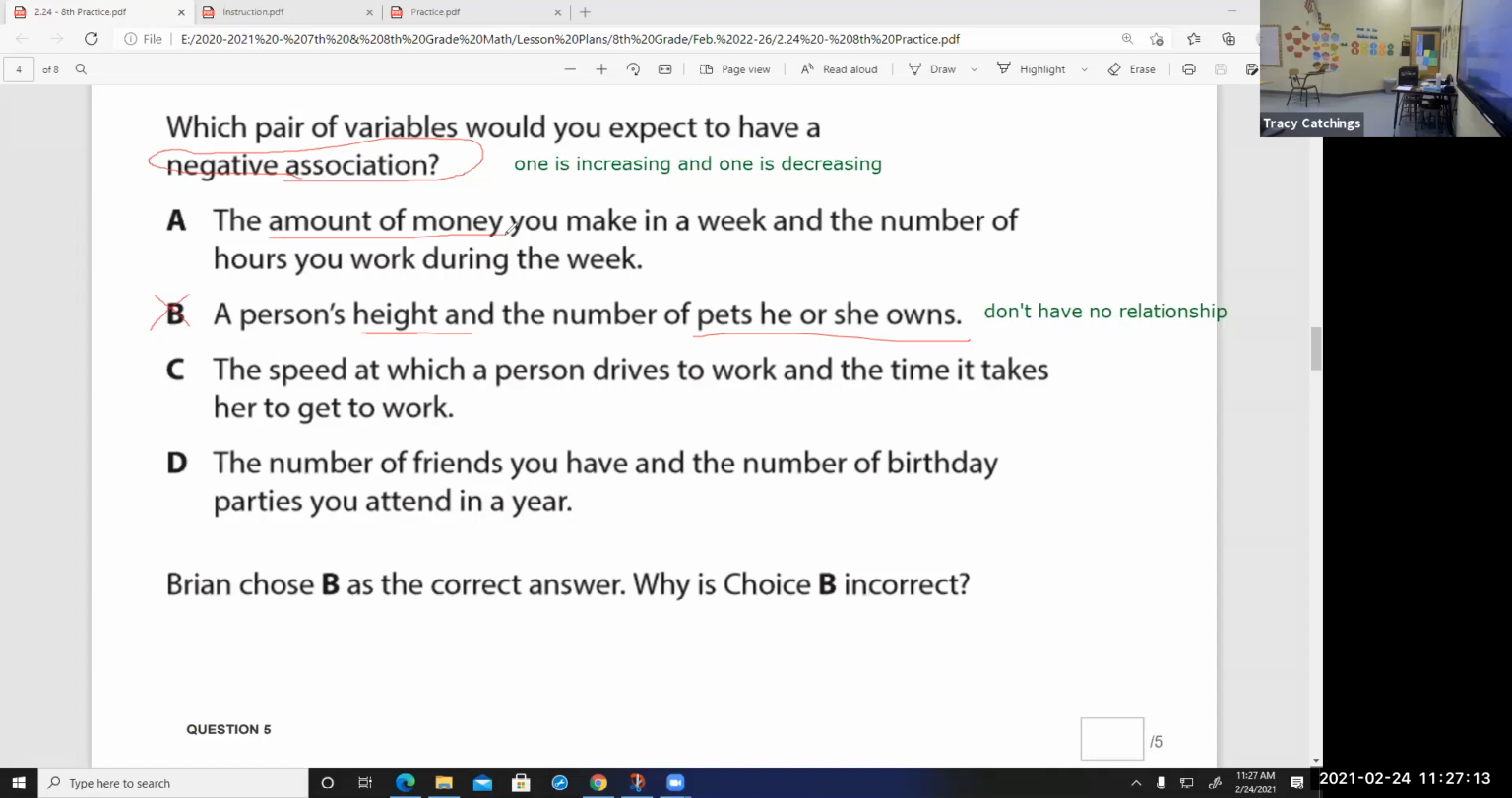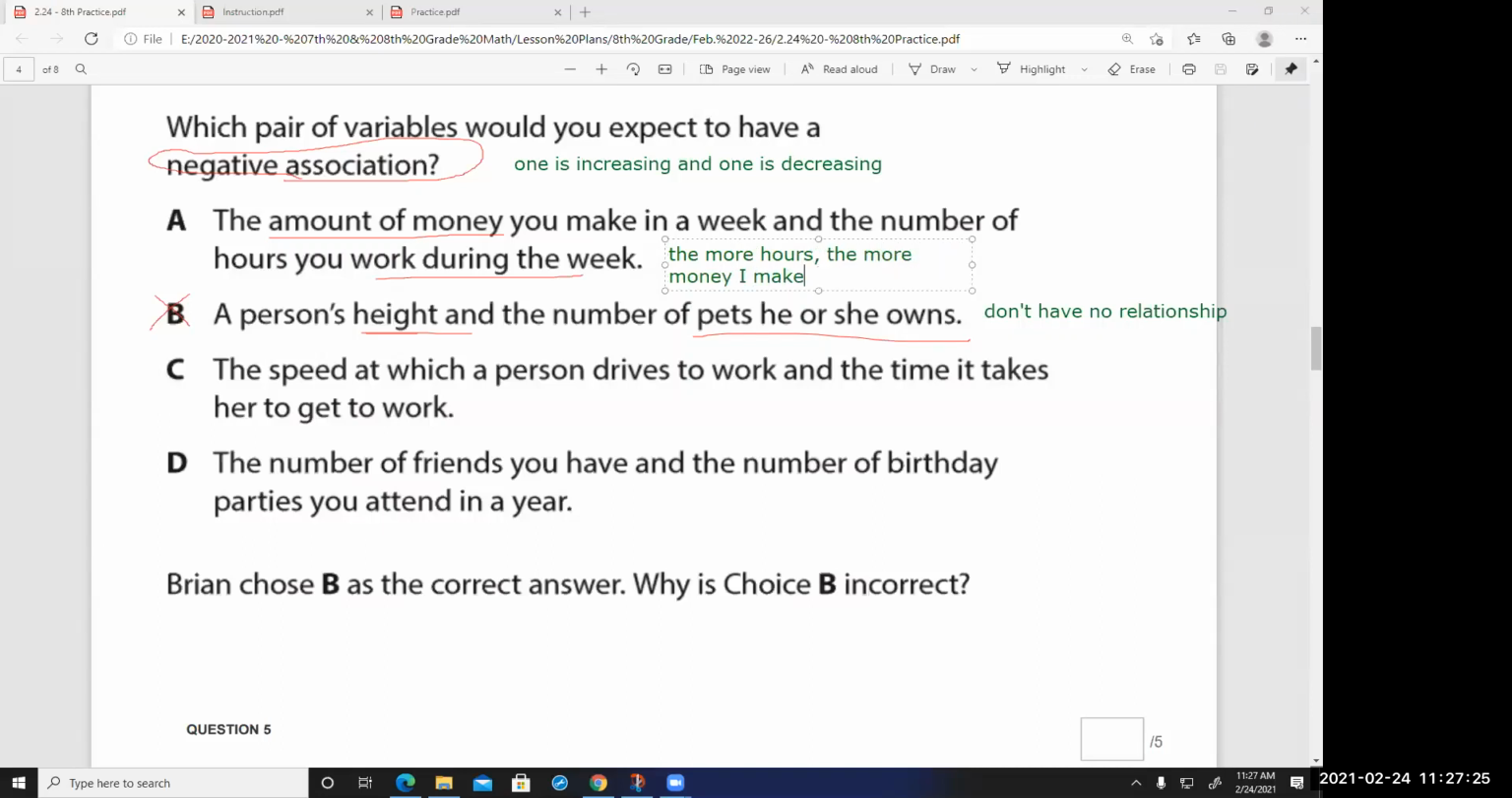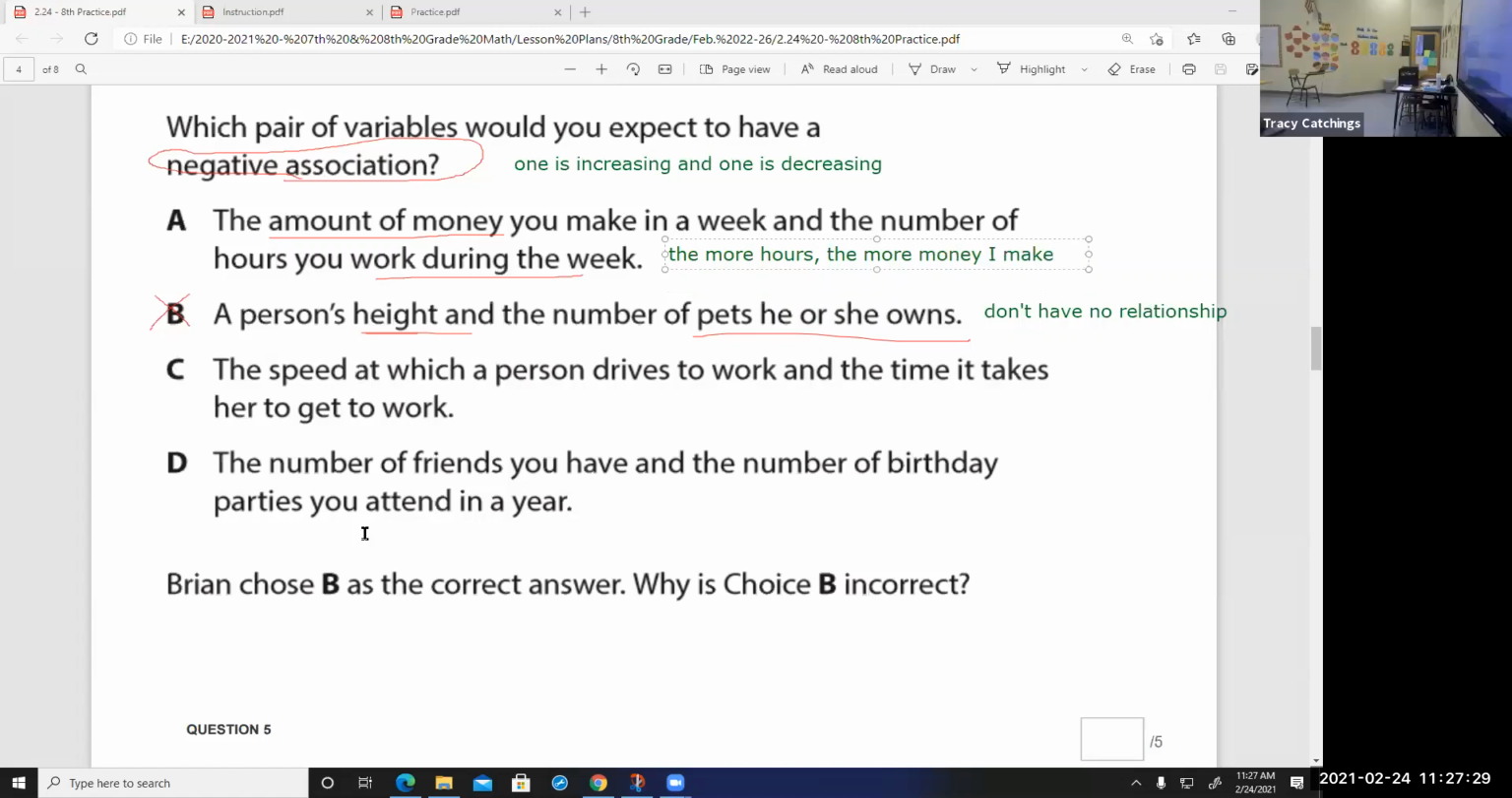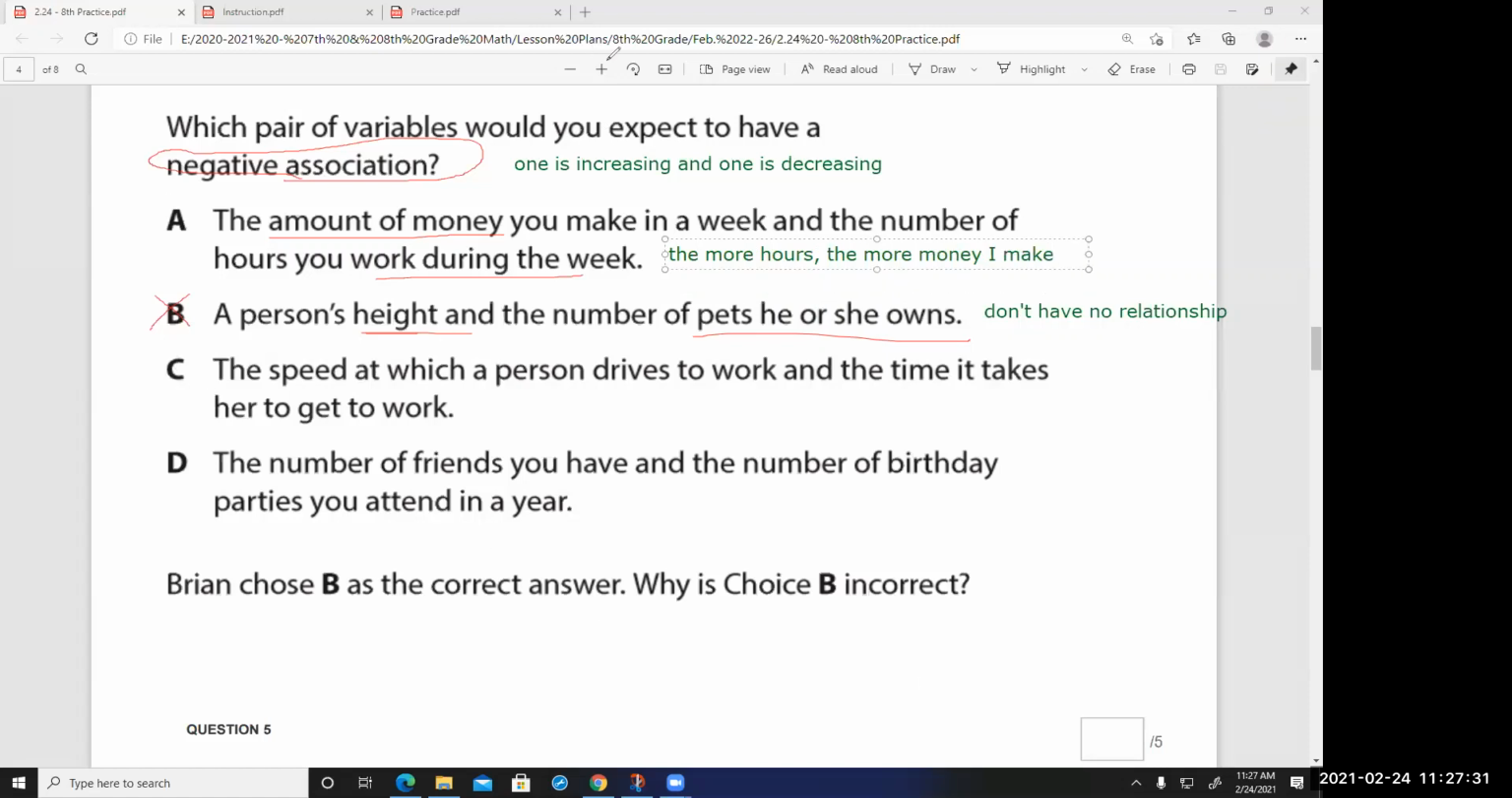So it's because you want the hours you work and the money makes you go up. All right, the more hours, the more money I make. Ain't this one increasing, one decreasing? Omar, you said it's C, because when you're driving, that's distance being traveled up, and time is going away, going backwards. So you're running out of time while you're trying to go to work.